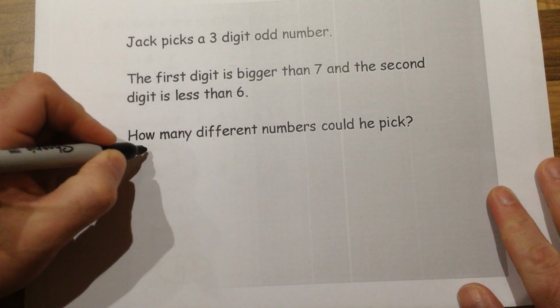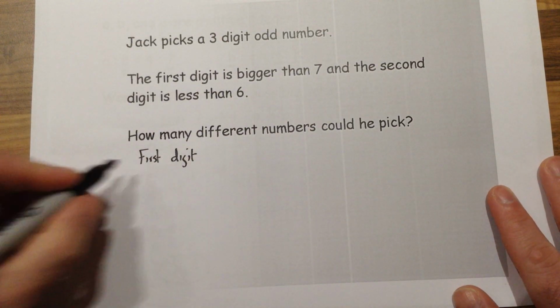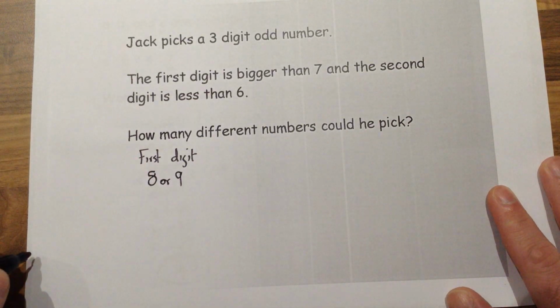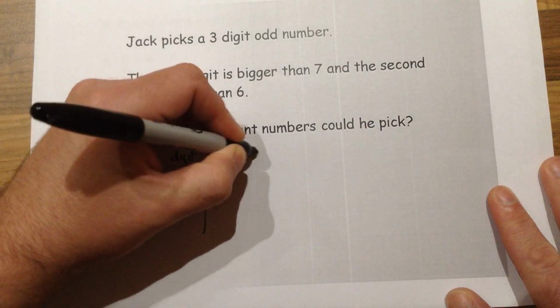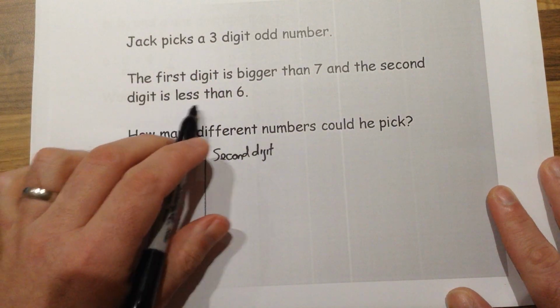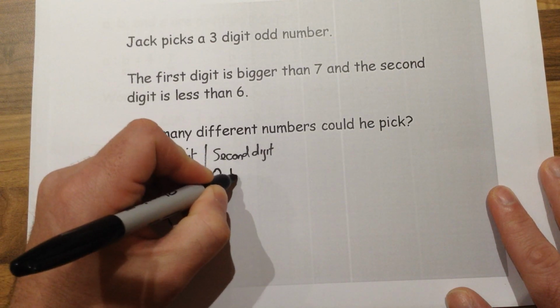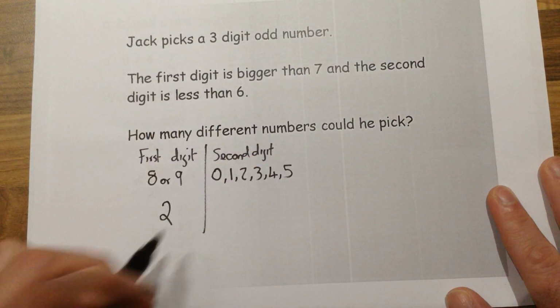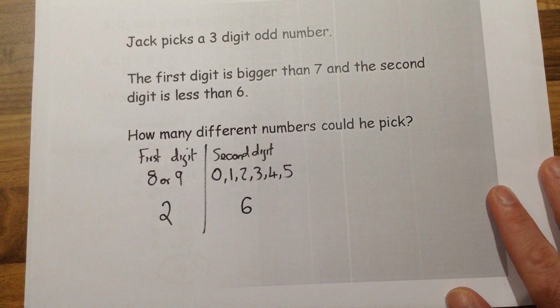So let's start. The first digit, if it's bigger than 7, can either be 8 or 9. So there are two possible numbers that the first digit could be. The second digit, it says, is less than 6. So the possible values it could be are 0, 1, 2, 3, 4 or 5. So altogether there are 6 values that the second digit could be.